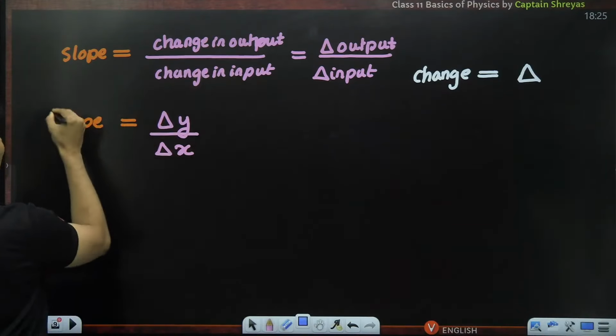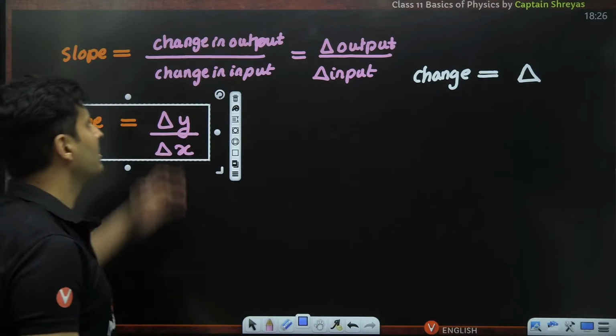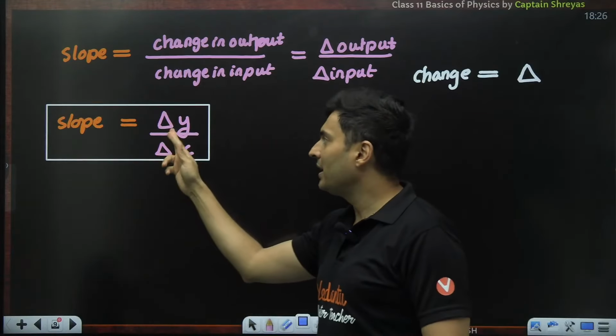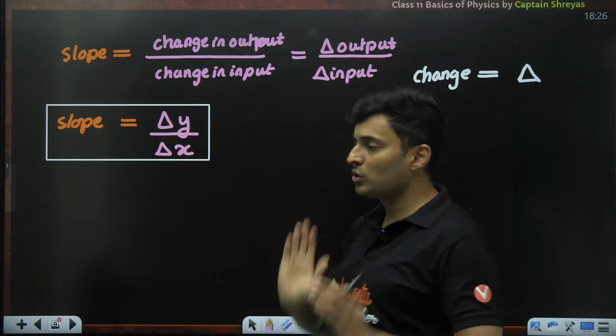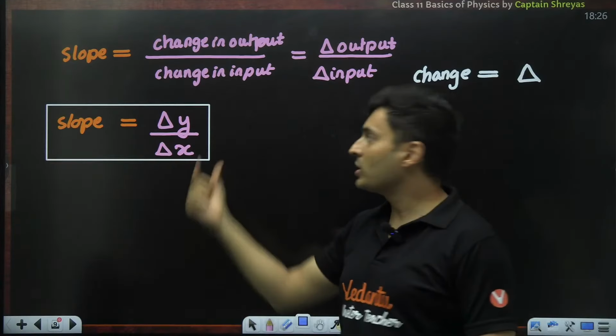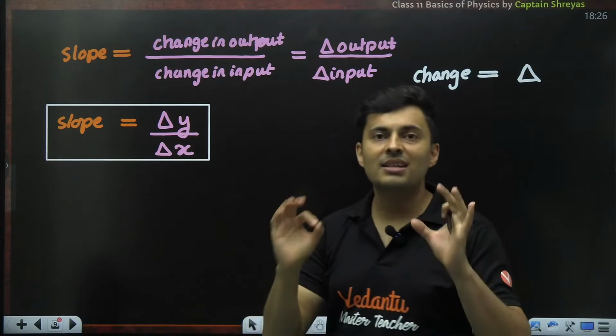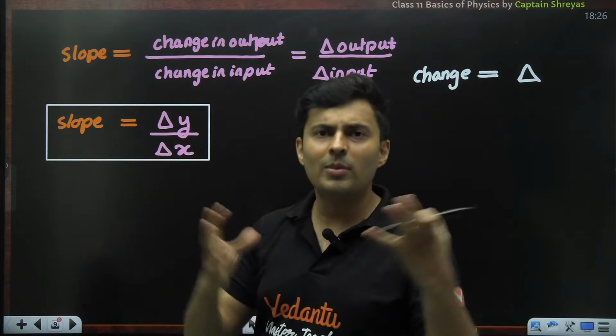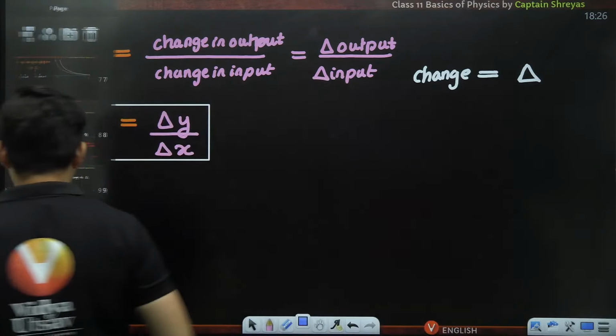This was a very crude way. In very layman terms, I can explain it like this. But in a mathematically pure sense, you write delta y, because output is usually the y-axis and input is usually your x-axis. So change in y upon change in x is basically the slope. So let's try and calculate the slope in certain examples.